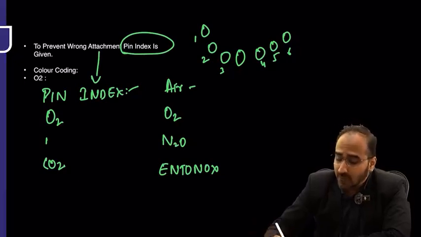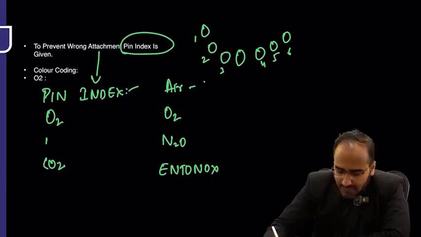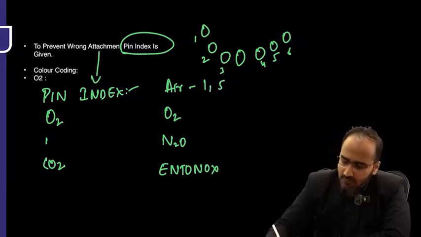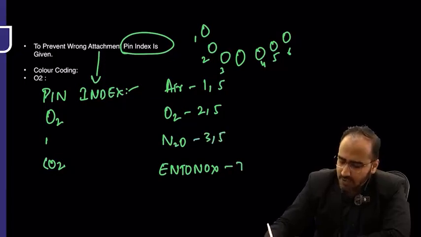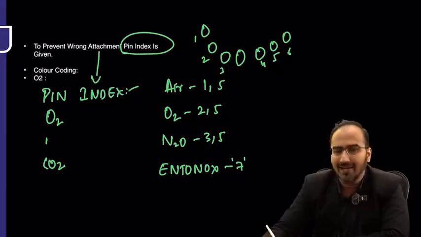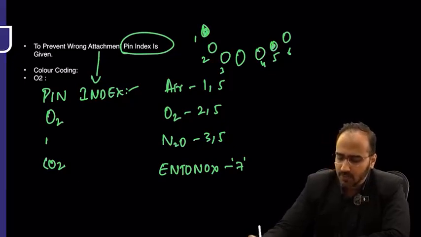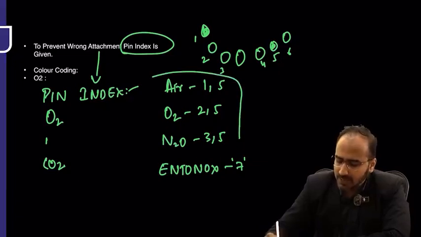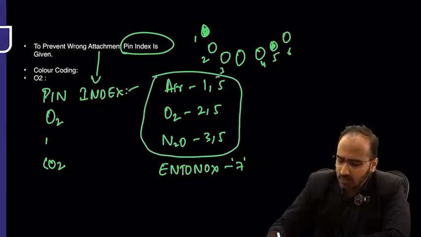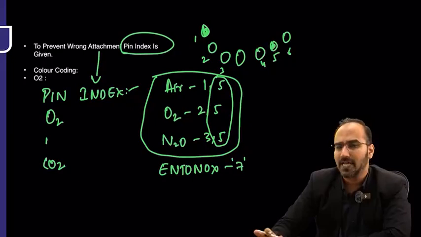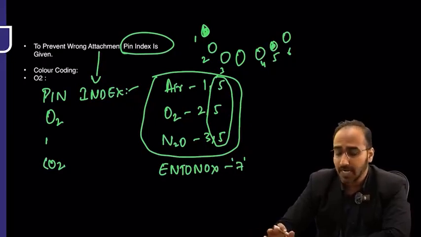Now, for air, the pin index system is 1, 5. For oxygen, 2, 5. Nitrous, 3, 5. Entonox, 7. When I am telling air has a pin index system of 1, 5, it means an air cylinder will fit into the first and fifth port. The first three pin index systems you can easily remember because they all end with 5. The second number is 5, and all are occupying the fifth port.